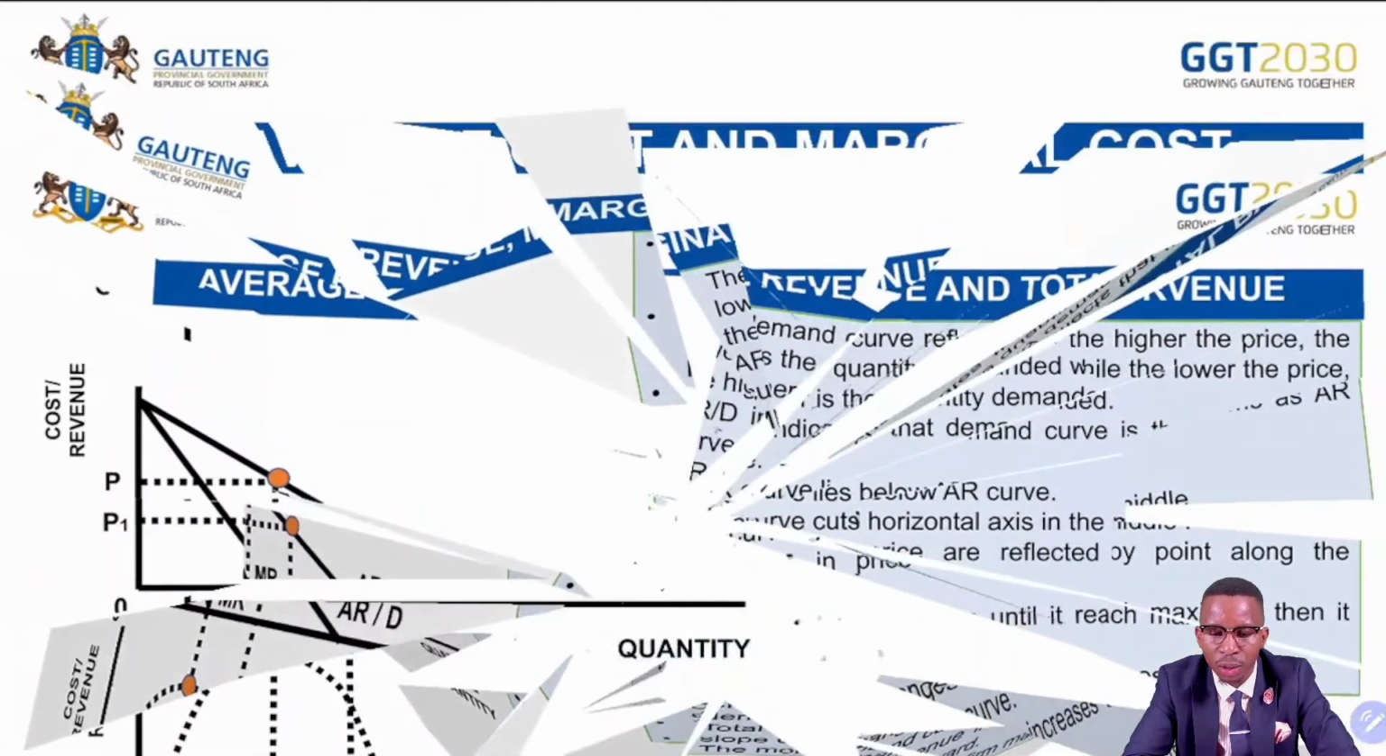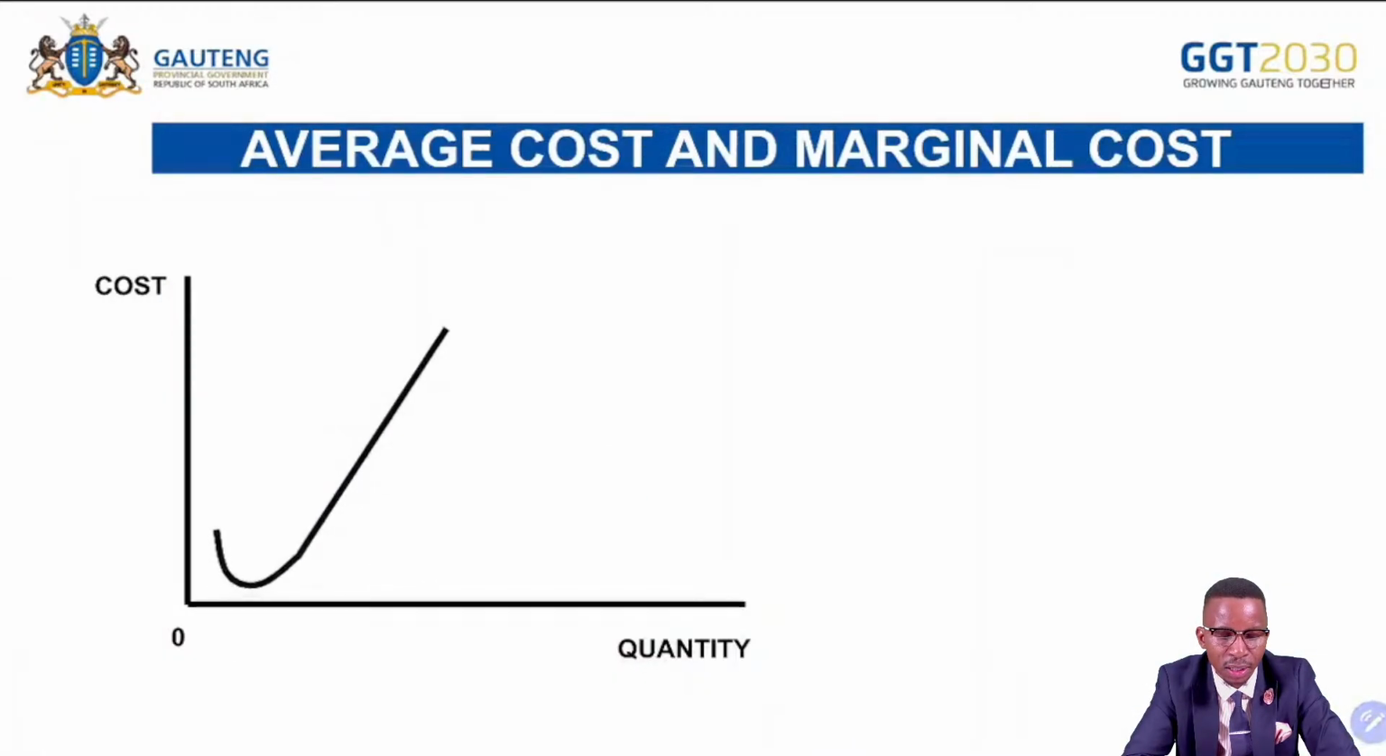The average cost and marginal cost curves, let's see. Obviously marginal cost is a Nike shape, and then we see our average cost being a bowl shape as usual. Remember that our average cost always cuts marginal cost at its lowest point.